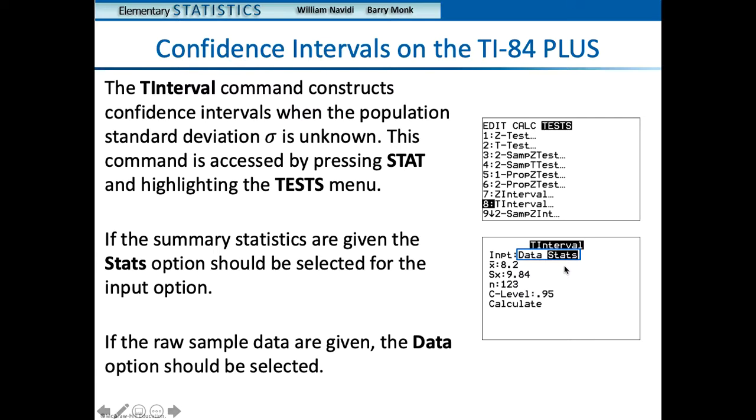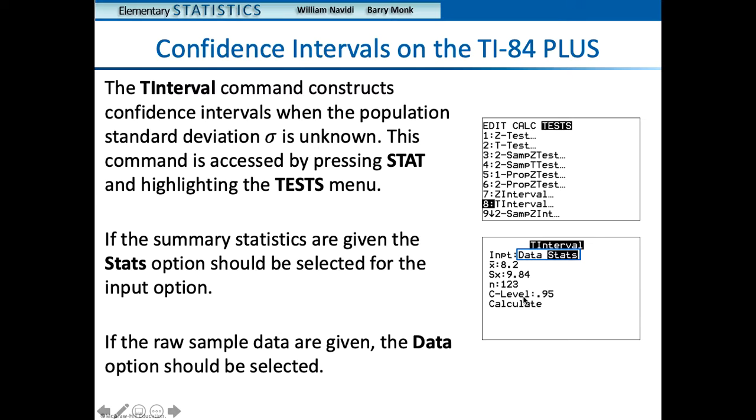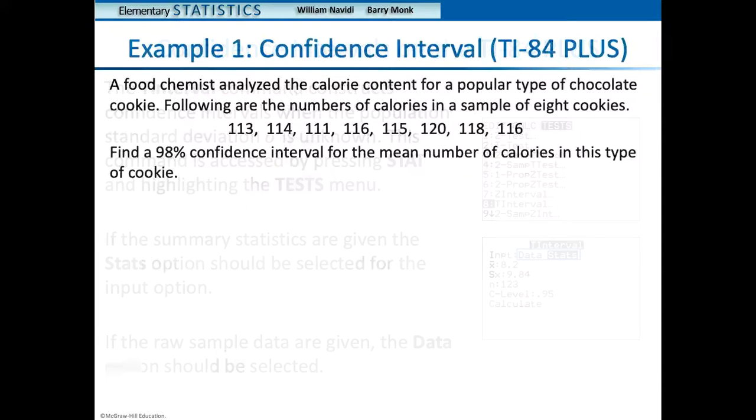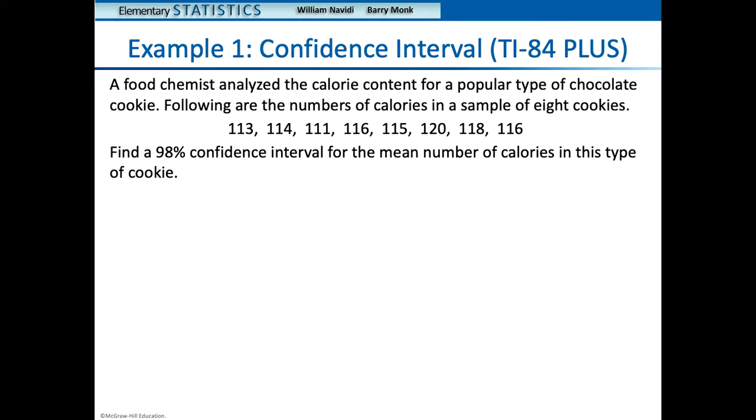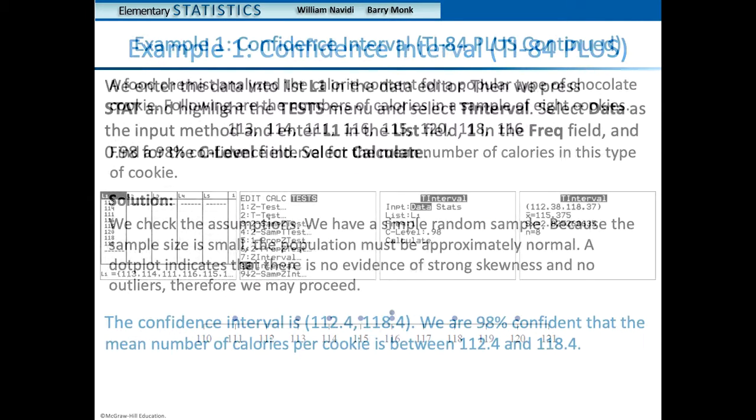Stats would be what you would use if the sample mean and the sample standard deviation are provided for you, and that was the case in the second example we looked at. Okay, so we'll go over both so you have an example of how to use both input options. Let's start with this one, the first one, right? The calorie content for the cookies. And our goal is to find a 98% confidence interval. So check assumptions, right? We've done all this.